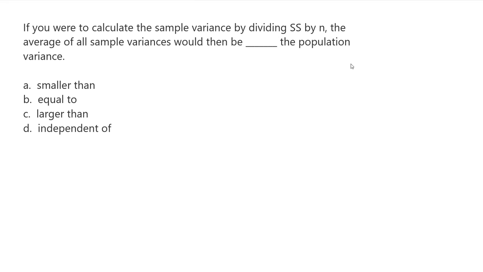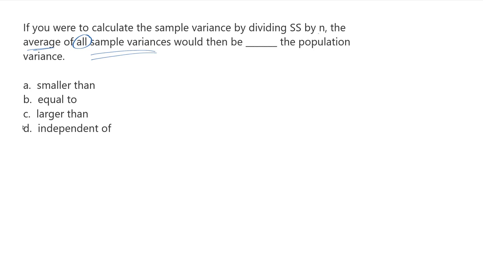If you were to calculate the sample variance by dividing the sum of squared deviations by n, the average of all sample variances would then be what compared to the population variance? Either smaller than, equal to, larger than, or independent of. Okay, now the key here is to consider that we are looking at the idea of all sample variances, and we're going to take the average of all sample variances.